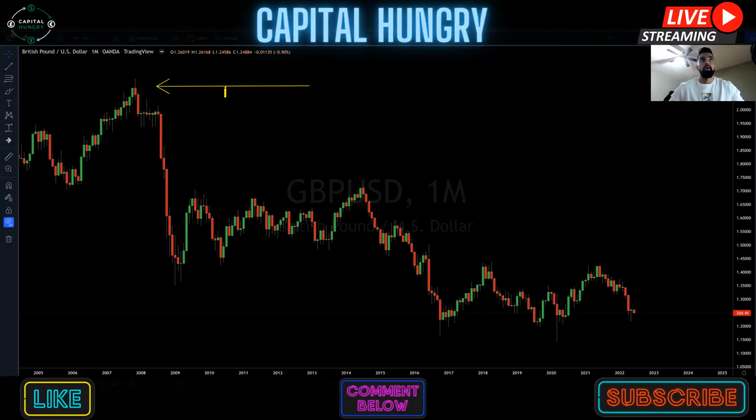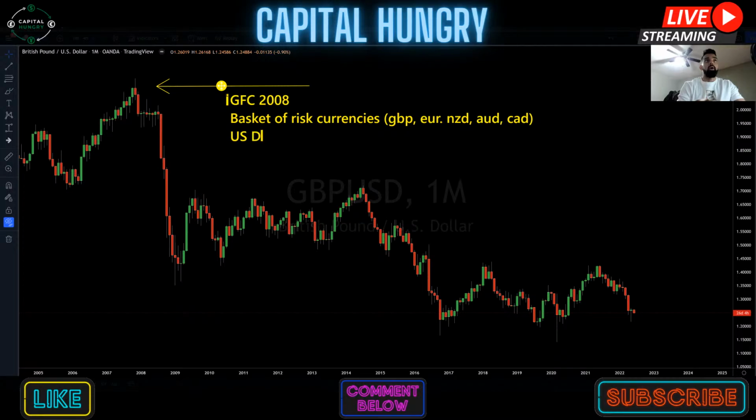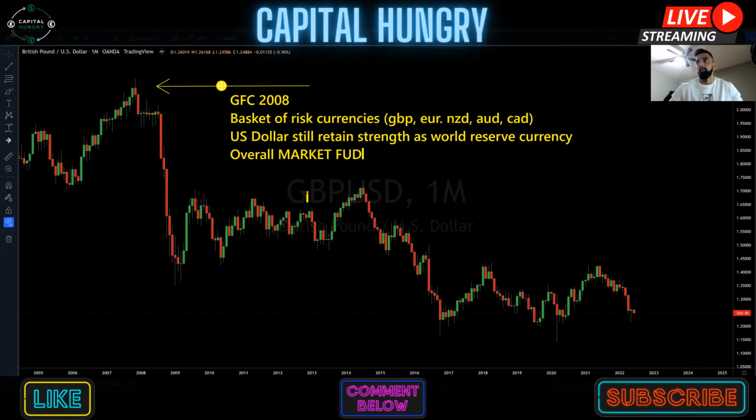Okay, so what this did was you had a fundamental catalyst come in that led to an information advantage and shift in order flow. You had your basket of risk currencies weaken, your GBP, Euro, NZD, AUD, CAD, and so forth. US dollar still retained strength as world reserve currency. Overall market FUD, fear, uncertainty, and doubt, right?